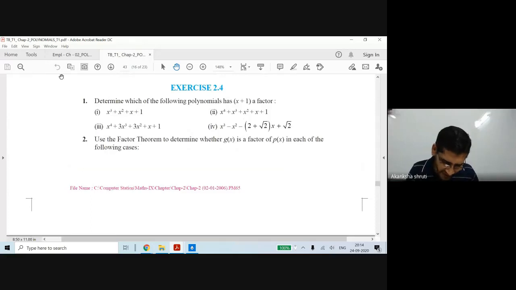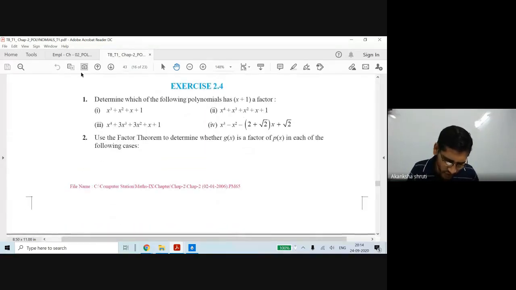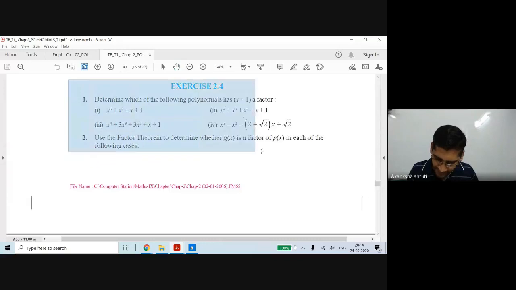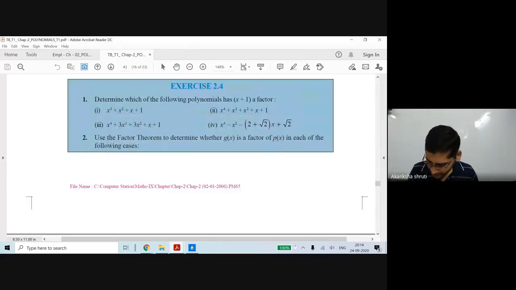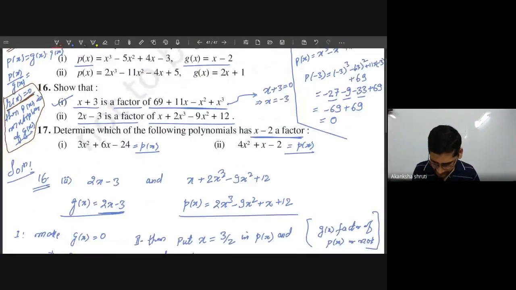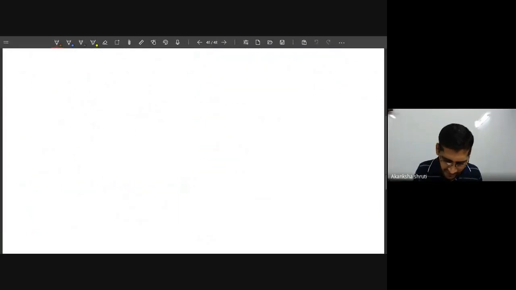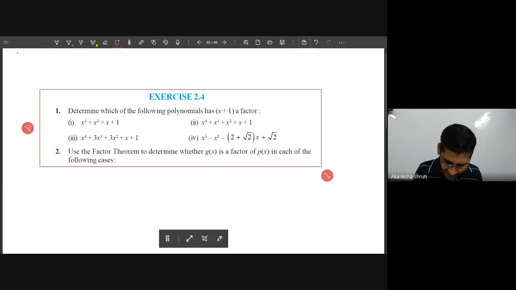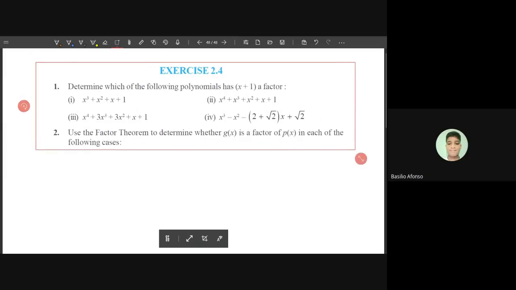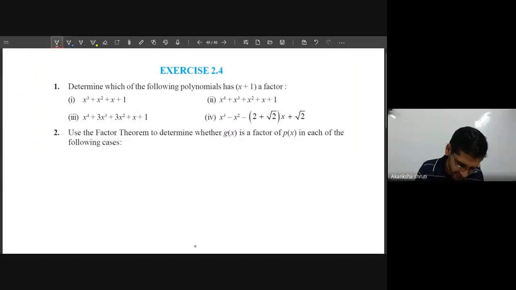So do exercise question number 1 and 2. You do this at home. These are simple questions, as much as you are being taught. Yes, tell me. Yes, yes, yes, tell me. Okay, sir. So this is the other homework.